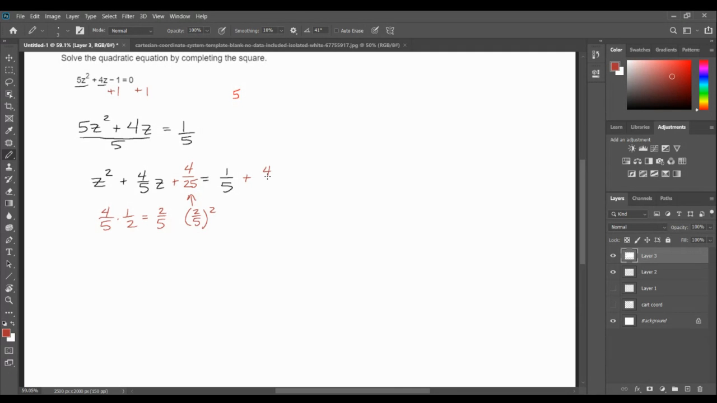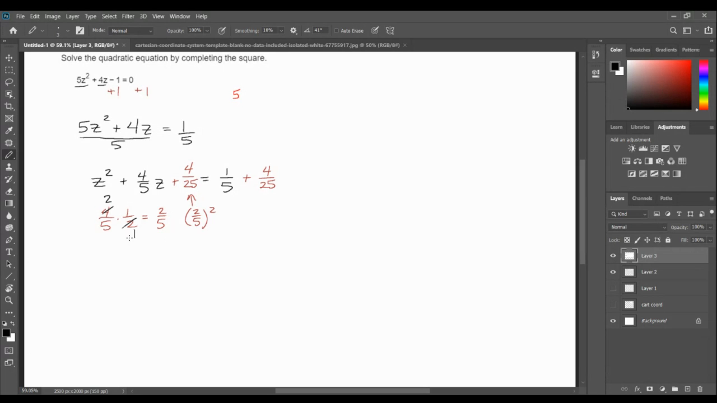Anything I add to the left, I have to add to the right. Is that 2/5 or 1/5? Yeah, 2 went into here once and 2 went into here twice. So it was 2 times 1 or 5 times 1. Okay, got it. I simplified that part.